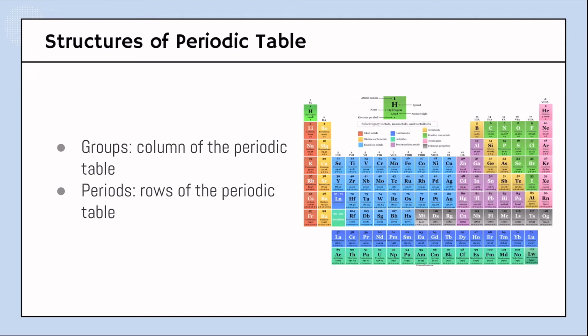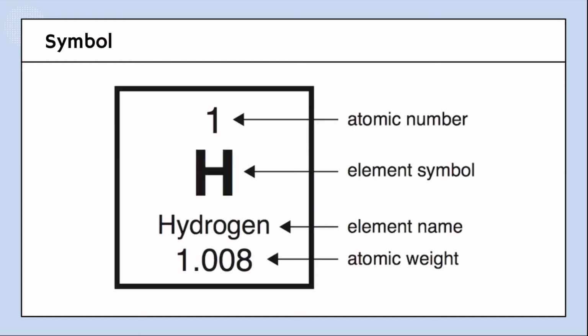When looking at the periodic table, the columns are shown as groups, and the rows of the periodic table are called periods. For each element in the periodic table, there is some important information about each of the elements. To explain each part, I will use the element hydrogen as an example.